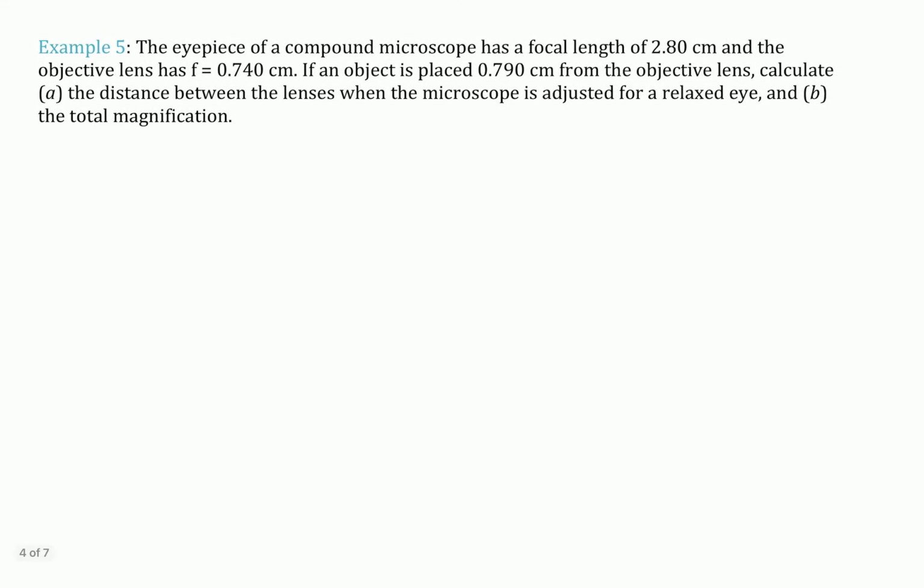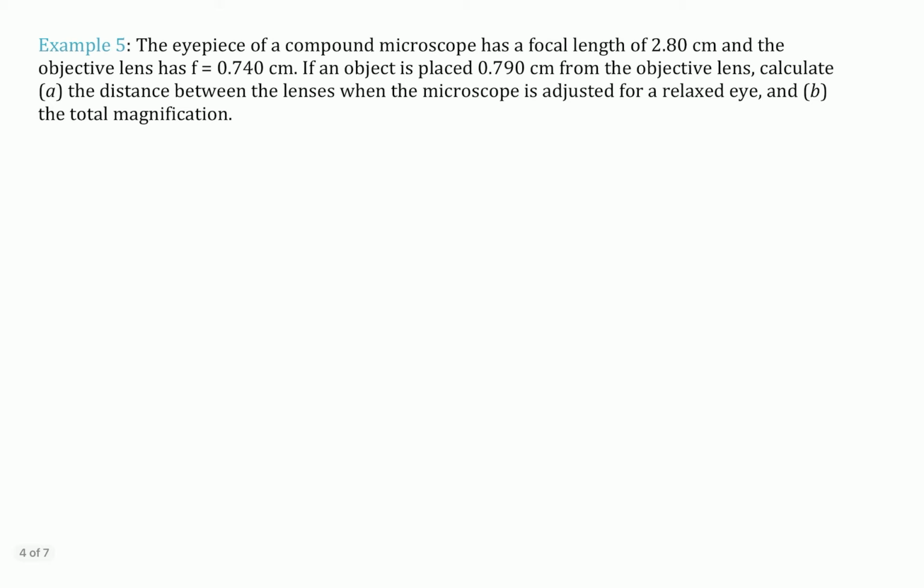Now, we're not going to make as many approximations in this one. The eyepiece of a compound microscope has a focal length of 2.8 centimeters, and the objective lens has a focal length of 0.74 centimeters. If the object is placed 0.79 centimeters from the objective lens, calculate A, the distance between the lenses when the microscope is adjusted for a relaxed eye, and the total magnification.